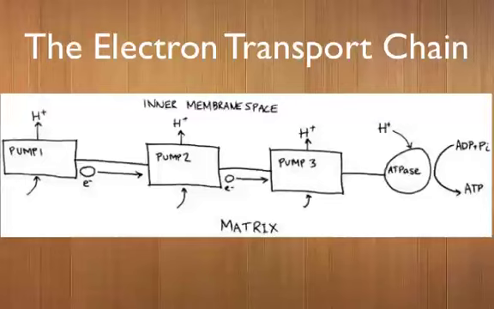As the electrons are passed down the chain, hydrogen is pumped from the matrix into the intermembrane space. This creates a high concentration of hydrogen ions. So with this high concentration of hydrogen ions, they want and need to get back to the matrix to balance it out. So they will escape through the ATP synthase, which will create ATP, which we'll look into furthermore later.